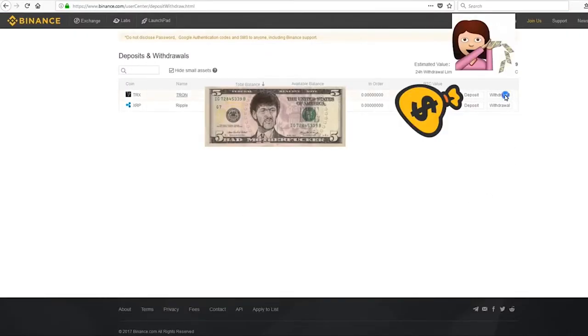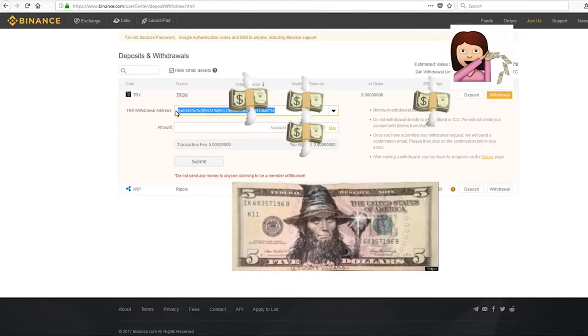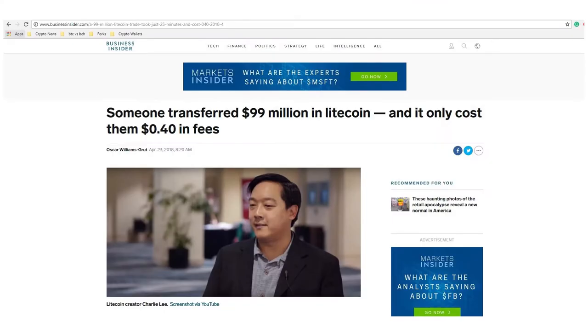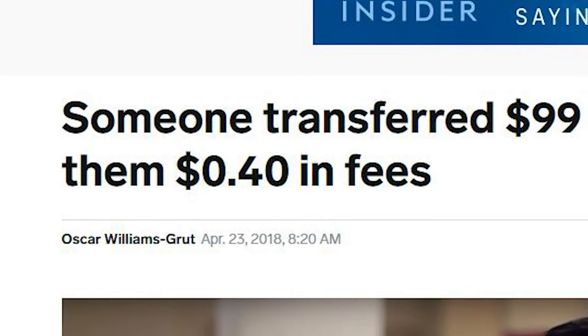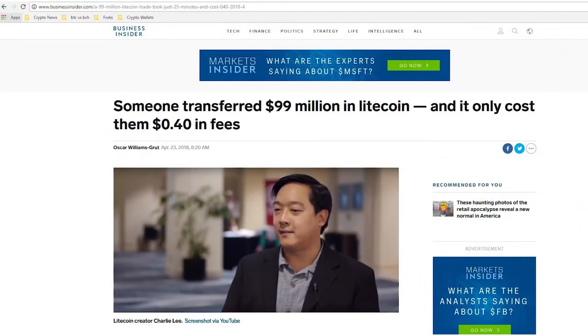I don't know the exact number now, but Litecoin did like $99 million and it was like 11 cents, or I don't know what it was. It was pennies though, is what they were charged for the transfer fee. But at any rate, the actual transaction fees from coming in and out of exchanges are going to be very minimal.